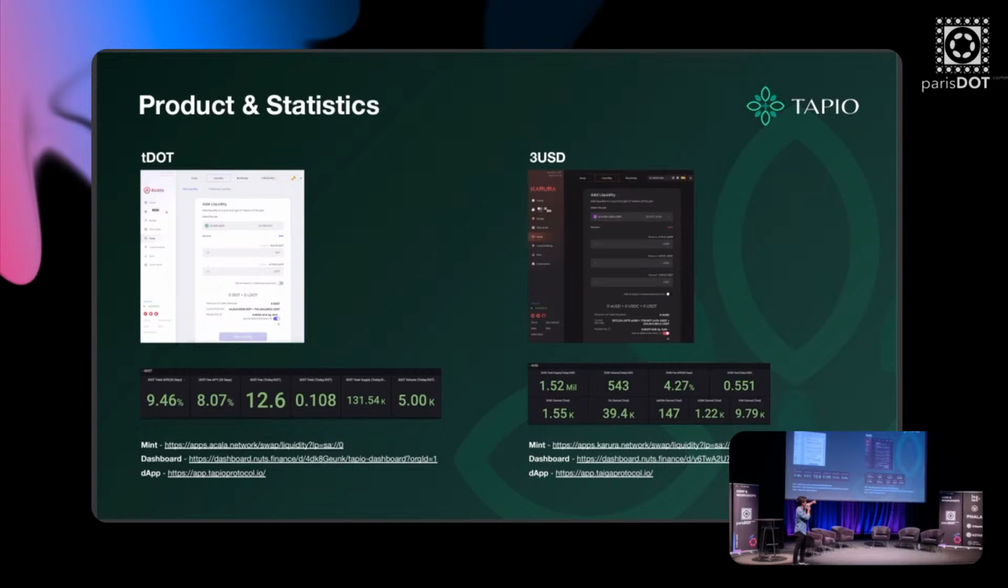So far we have around 131K T-DOT minted. And the 2 yields that you're seeing right now: 9.46% is from the underlying L-DOT staking yield, and the 8.07% is from the swap fees that we generate, and we distribute that back to users. With those 2 added together, you're looking at around 17.5%, plus any additional token incentives that we're going to start soon. And then on the right-hand side, this is the 3pool that we have launched on Karura.